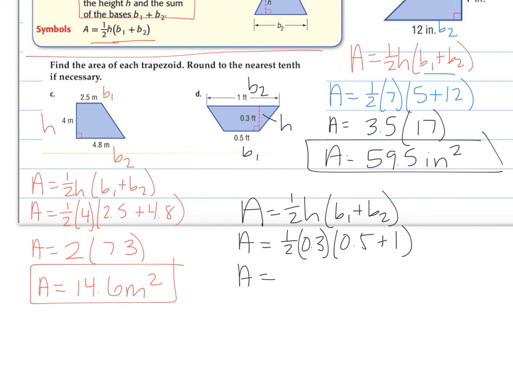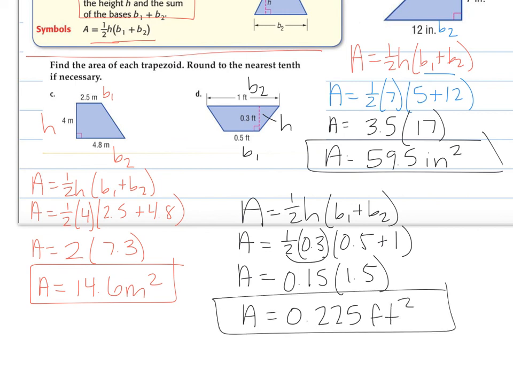So then you're going to work this out. And I would do a little bit at a time rather than plugging it into your calculator all at once. So I just do that multiplication first. And then I will multiply again. And I'm going to get not a very large number, as you can tell, because you're multiplying those decimals. And I get 225 thousandths square feet. That happens when you multiply by numbers that are less than 1.